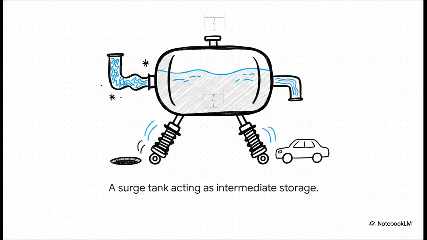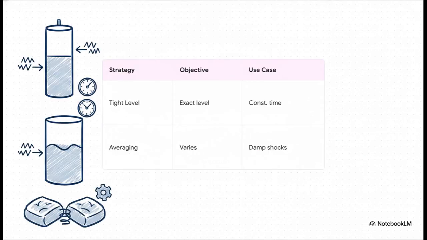Think about it exactly like the suspension system on your car. You hit a huge pothole, the shock absorber takes the brunt of the hit, and the chassis stays perfectly smooth. Now, to use a surge tank properly, it's vital to know the difference between two main control strategies: tight level control and averaging surge control. They are very different approaches. Tight level control fights aggressively to keep the liquid level exact. And that's great if you need a constant residence time, like in a bioreactor. But the downside, it passes any incoming shocks immediately forward down the line.